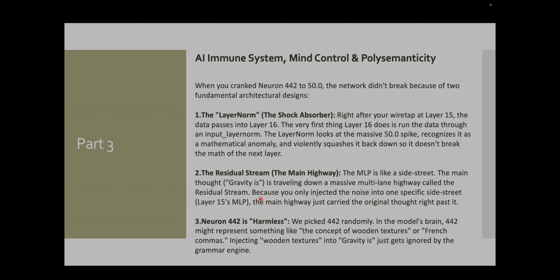So the fundamental architectural designs are, first, the layer norm, which is a shock absorber. Right after you wiretap at layer 15, the data passes into layer 16. The very first thing layer 16 does is run the data through an input layer norm. The layer norm looks at the massive 50 spike, recognizes it as a mathematical anomaly, and violently squashes it back down so it doesn't break the math of the next layer. Second thing is the residual stream, the main highway. The MLP is like a side street.